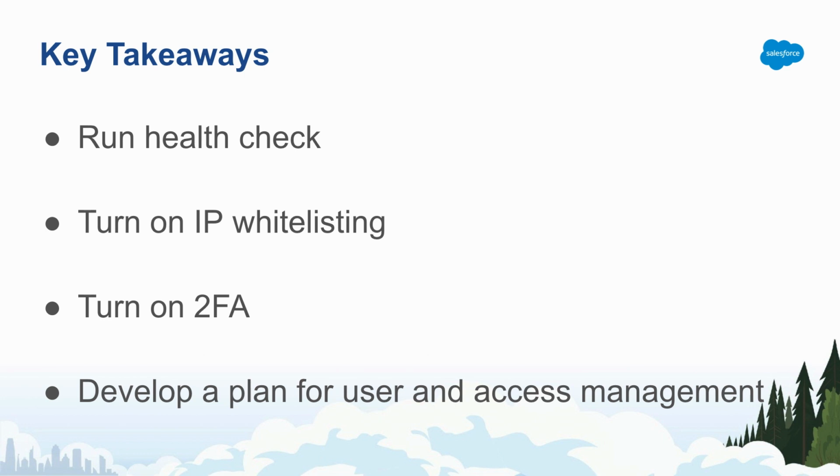And last is develop a plan for user and access management. As we spoke about least privilege, we want to make sure people who should have access to the org have access to the org. And people who have access to your org should have access to the data that they should have. They shouldn't be given any extra access at all.